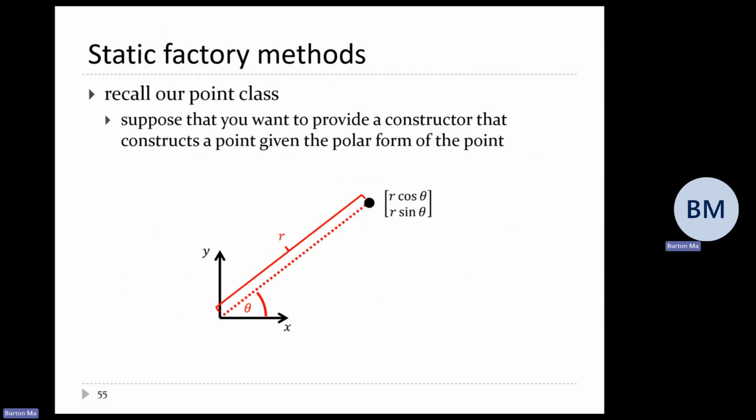Okay, so remember our point class? So we have a two-dimensional point. You can make a point. There's a constructor where the caller passes in an x and a y value for the point. So the caller passes in two double values.